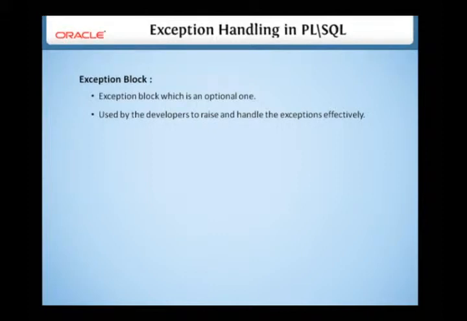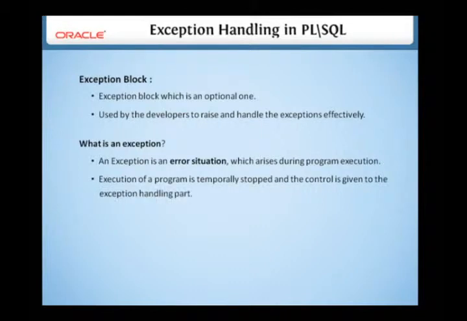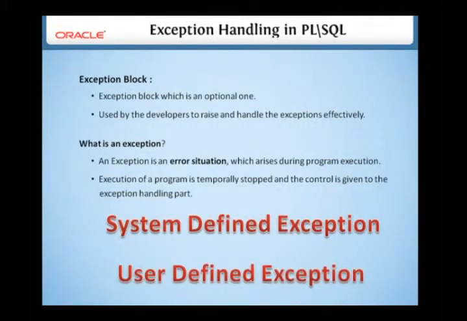Let's start with the question, what is an exception? An exception is an error situation which arises during program execution. Generally, whenever an exception occurs in a program, the execution of the program is temporarily stopped, and control is given to the exception handling part. Exceptions can be of two types: a system-defined or predefined exception, or a user-defined exception.